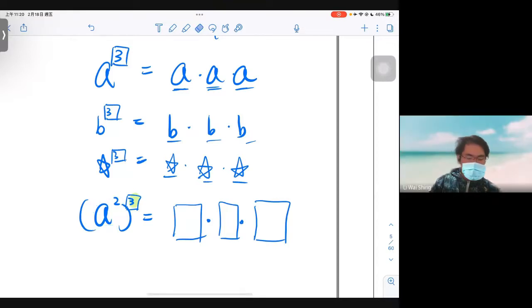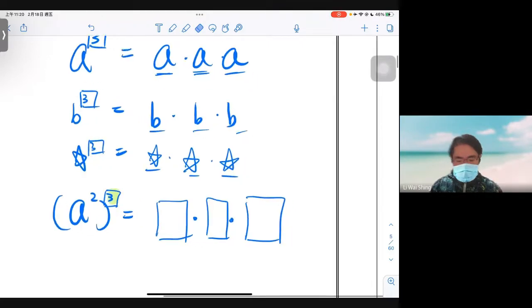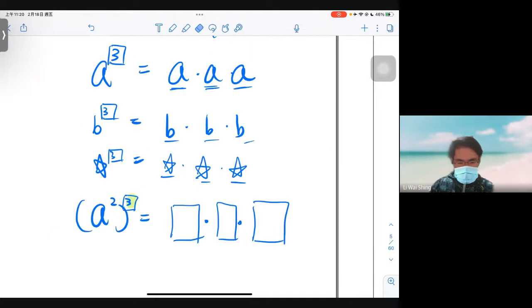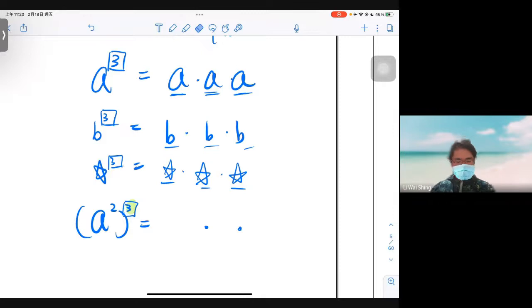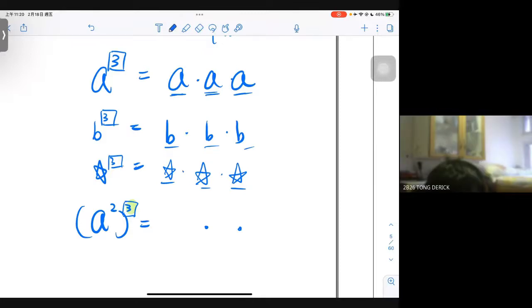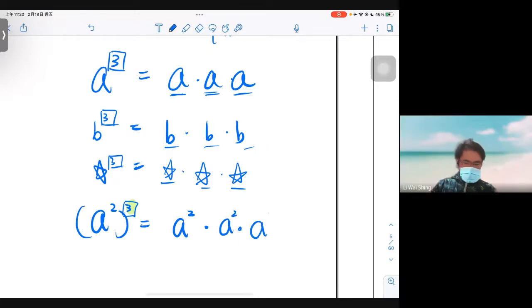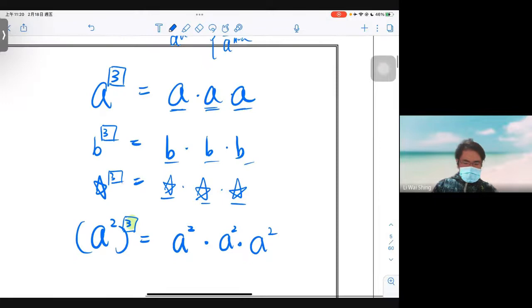Okay, maybe I ask another one first. I saw Derek raise your hand. Okay, can you tell me, Derek, which three things multiplied together equal a square cubed? a square times a square times a square. Thank you so much.